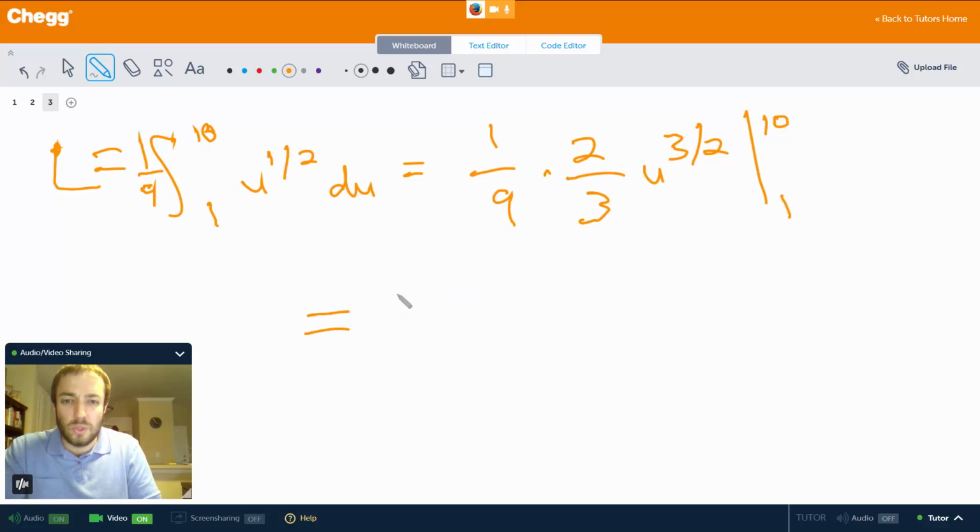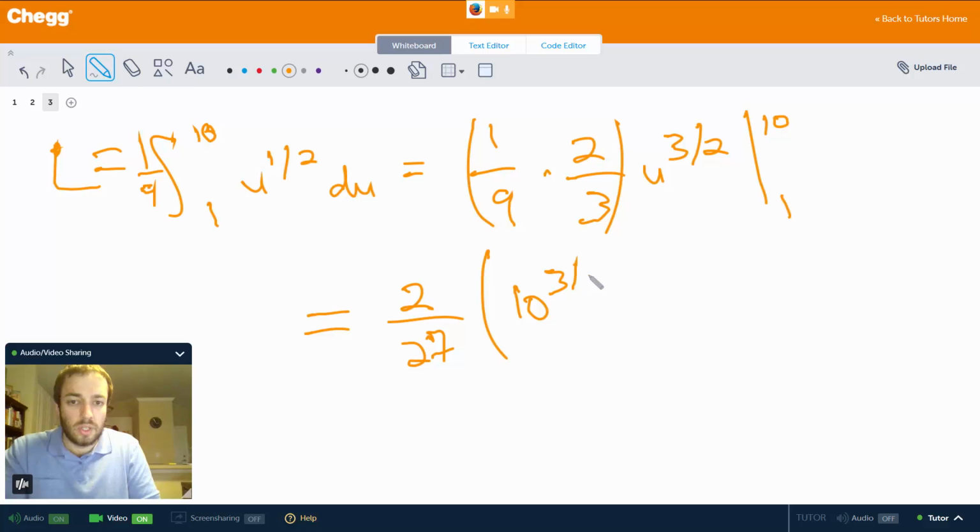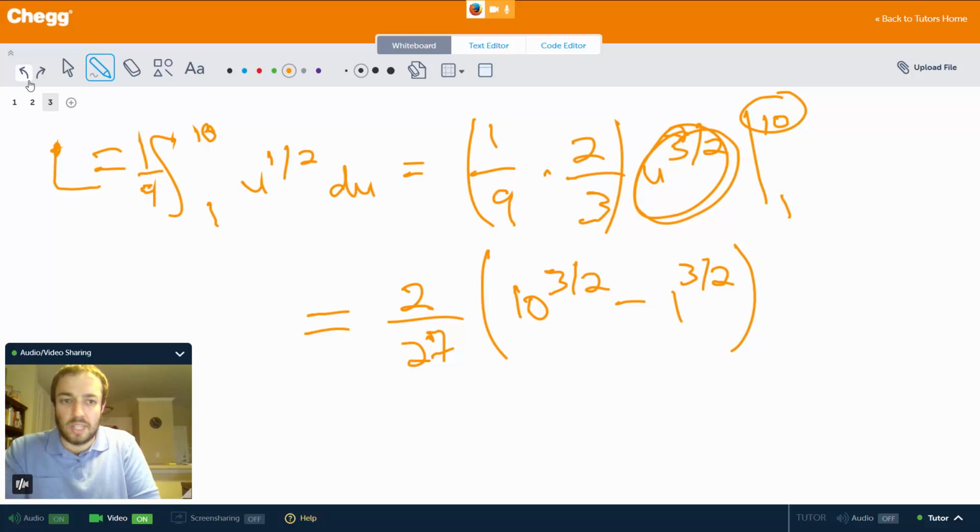So this is 2 over 27, and then we have 10 to the 3/2 minus 1 to the 3/2. We evaluate this at the top, and then subtract, and then evaluate at the bottom. That's where we got the 10 to the 3/2 minus 1 to the 3/2. There's not a whole lot we could do to simplify.